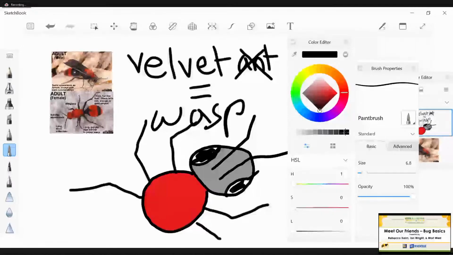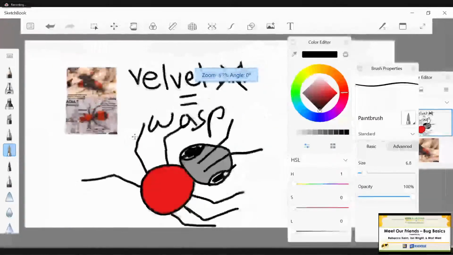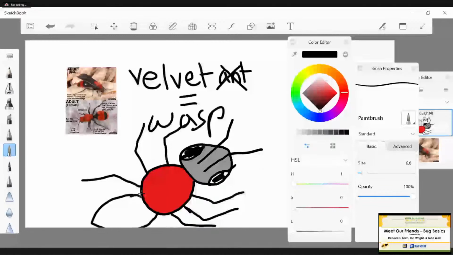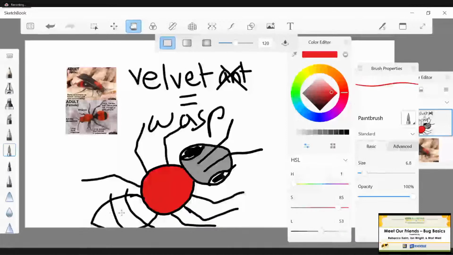Right now we kind of have a spider-looking creature because it only has its head and its thorax. And then we're going to draw the abdomen. I kind of ran out of space there. That's okay. And because it's a velvet wasp, I'm going to draw some nice stripes onto it. There we go.